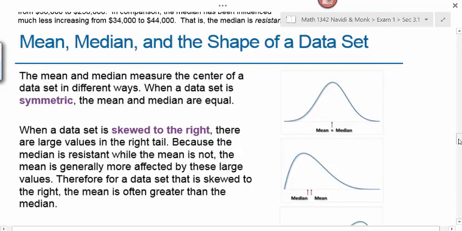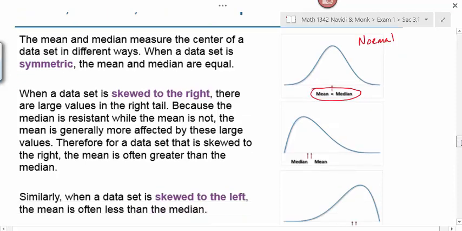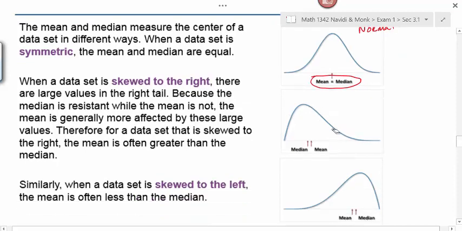Now let's look at how the mean, the median, and the shape of the data set relate. If we have this normal distribution, remember symmetric and unimodal we said is normal. The mean is equal to the median because there's balance there. Those two things will be the same. If your data set is skewed right, we have this really big value that's going to throw the mean off and pull the mean towards that really big value that's in the tail.